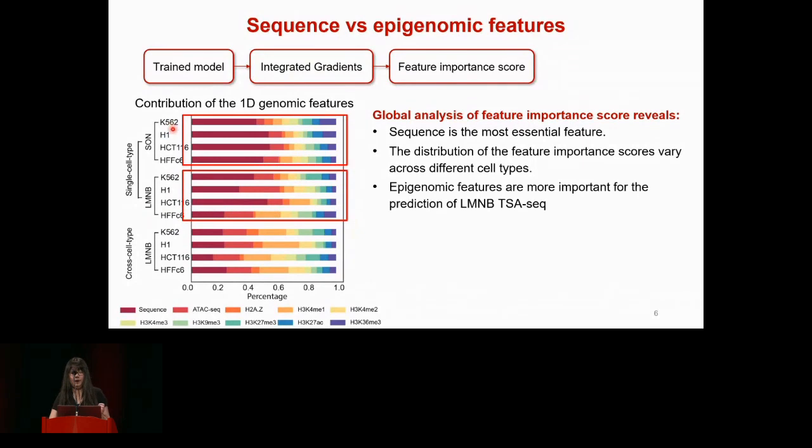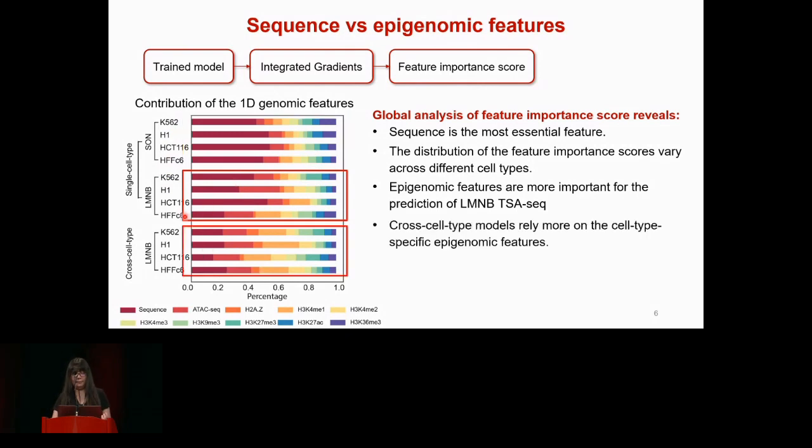If you compare the contribution for SON versus lamin B TSA-seq, you'll see that epigenomic features are more important for the prediction of lamin B TSA-seq. And if you compare the same setting of the single cell type versus cross cell type experiments, you'll see that the cross cell type models tend to rely more on the epigenomic features. This is because the sequence features are the same for all the cell types. In order to generalize well across the different cell types, the model needs to take in some cell type-specific information, which is provided by the epigenomic features.